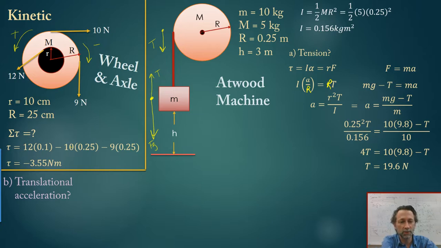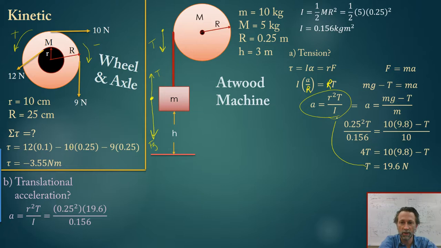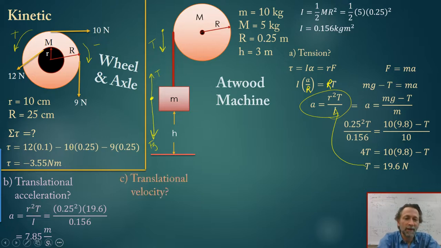Now, the next thing we're going to do is find the translational acceleration at the very edge of this object, and we can literally just plug it back into the equation that we have here. So now that we have a T, can I plug it in and solve? And that's going to give me a value of 7.85, and that's down in the corner there. It should be meters per second squared. Meters per second squared.